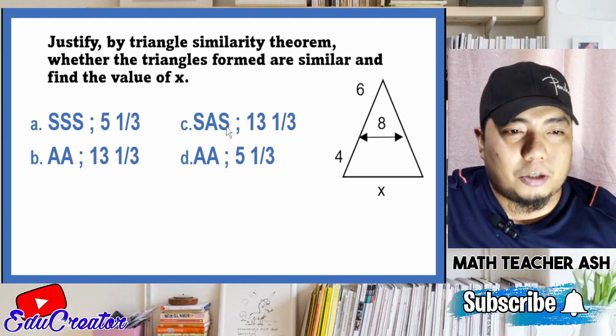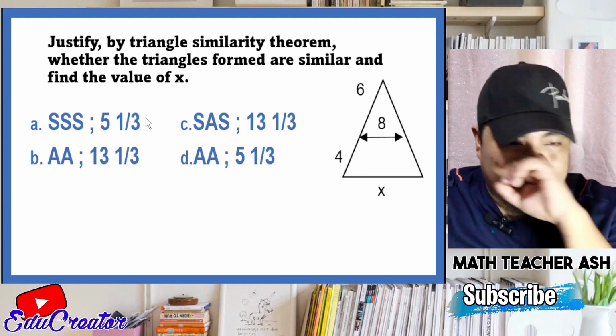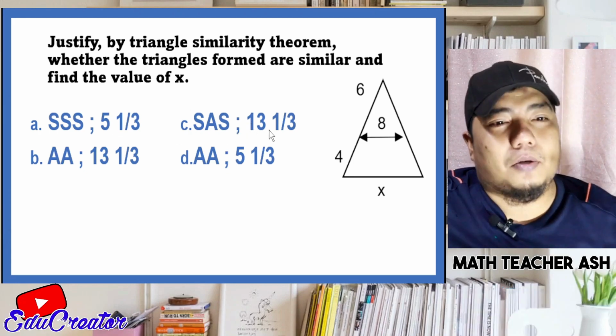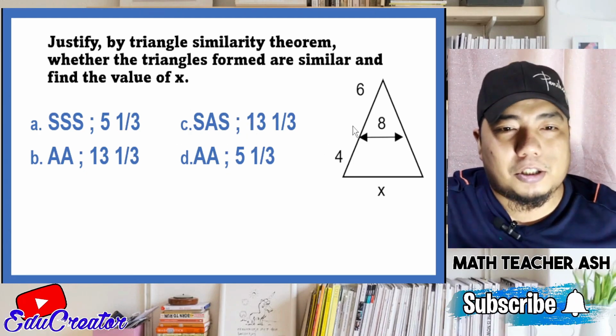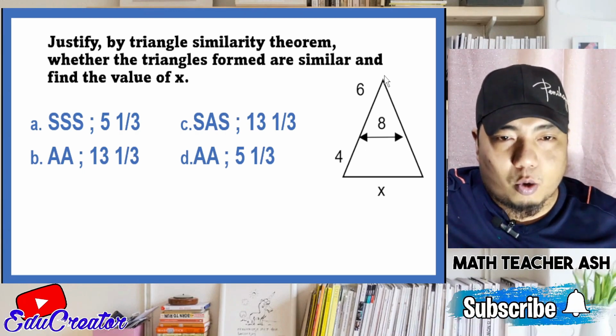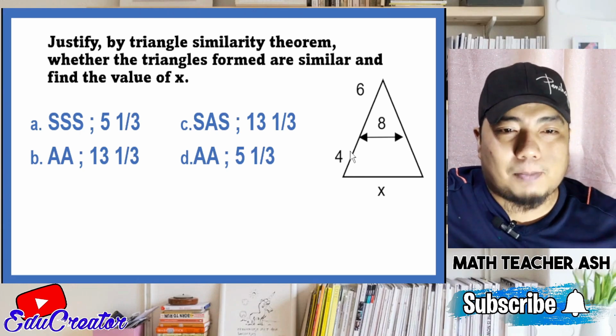Now, how do we determine whether the correct answer is 5 and 1/3 or 13 and 1/3? Okay, so my dear math learners, you can apply the small over big here. So 6 over 10. 6 plus 4, 10.